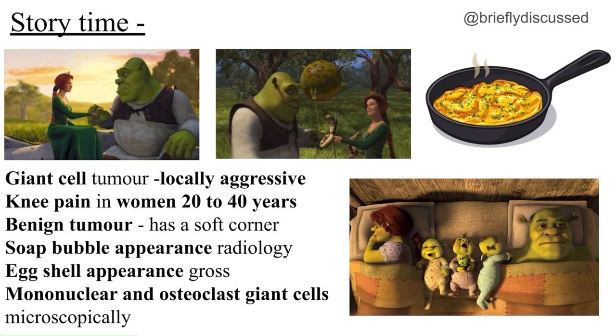They both fall in love and they play with the soap bubbles and all. In the second picture, you can see they are making the soap bubbles. And in the third picture, you can see the scrambled eggs, right? So Fiona, with love, cooks him scrambled eggs every morning. And one day they decided to get married and have kids. So they'll name them the mononuclear cell and the osteoclast giant cell. So let us read the description here.